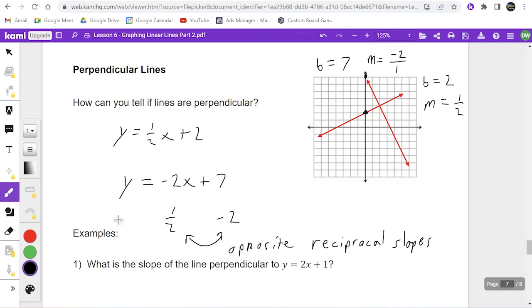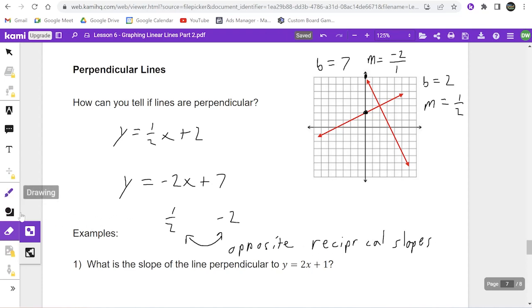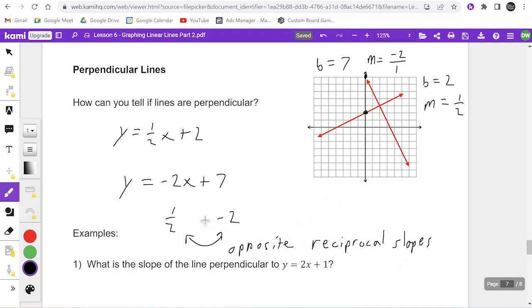What does reciprocal mean? And I want to clean up my spelling. Reciprocal, that's an O there. So anyways, opposite reciprocal slopes. Opposite means one's negative, one's positive. Reciprocal means it's one over the other. It's like a fraction.